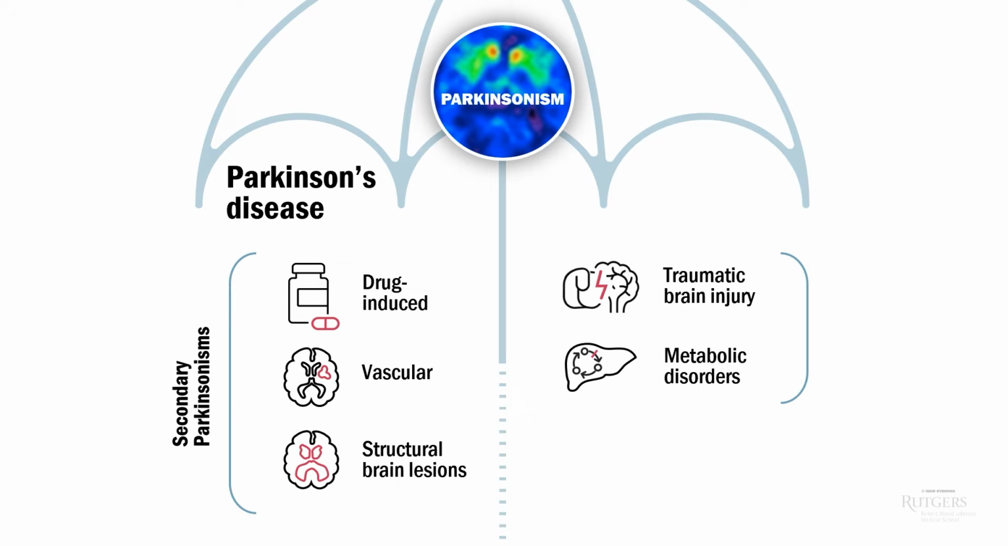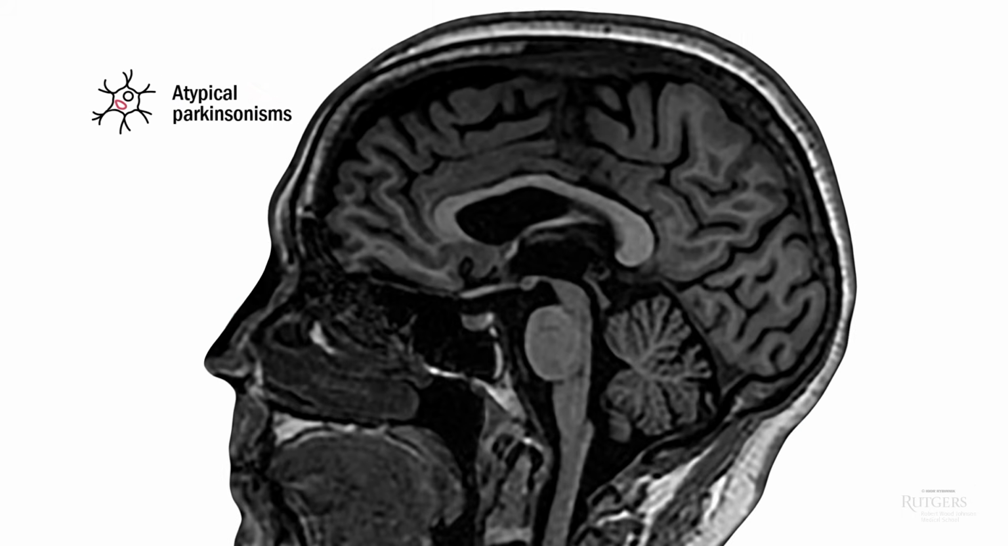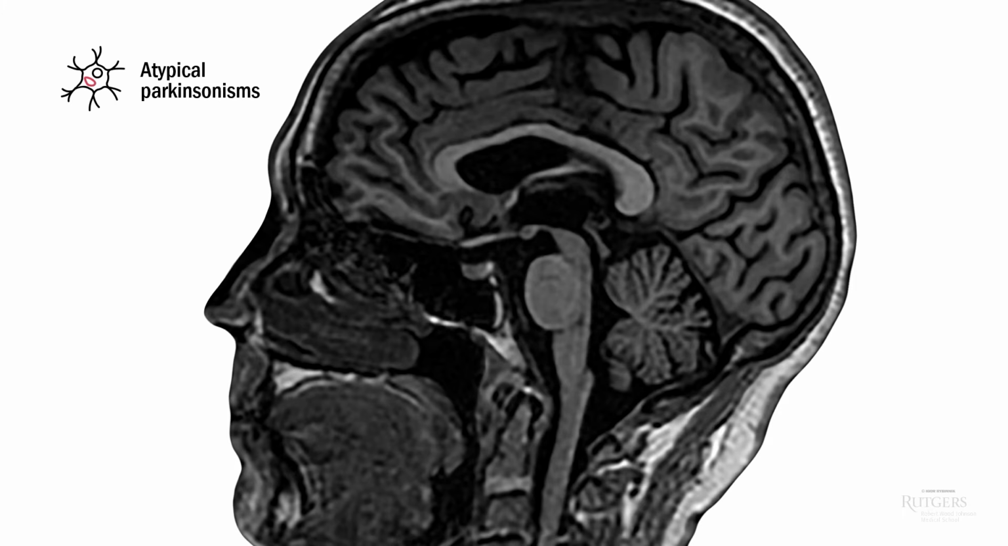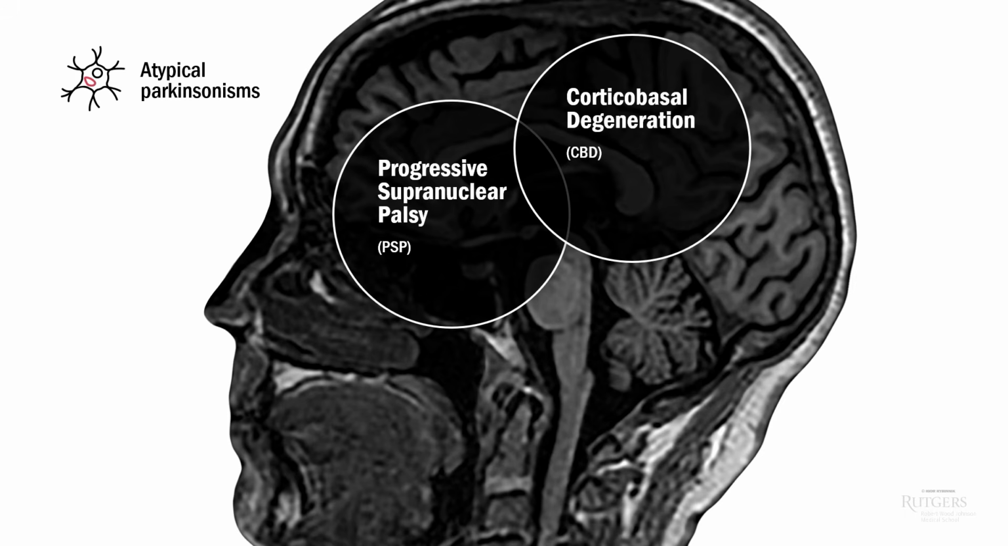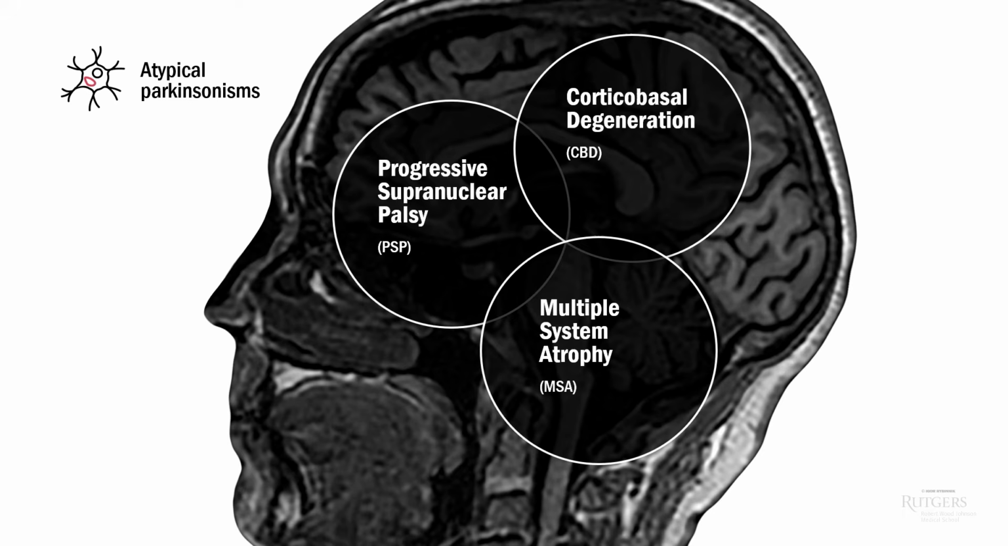But there's another group of neurodegenerative disorders, so-called atypical Parkinsonisms, that share signs of dopamine deficiency with Parkinson's disease, but present somewhat differently. The three major conditions are called progressive supranuclear palsy, or PSP, corticobasal degeneration, or CBD, and multiple system atrophy, or MSA.